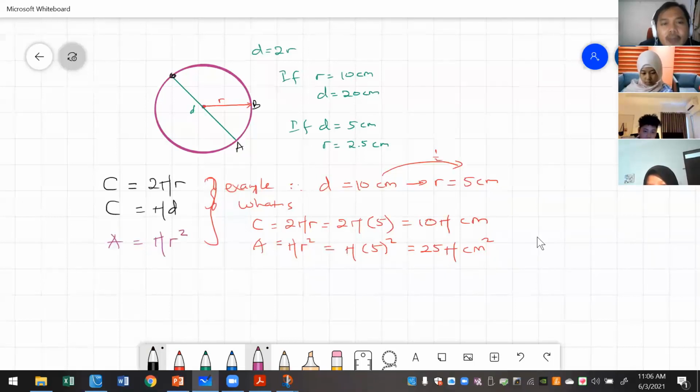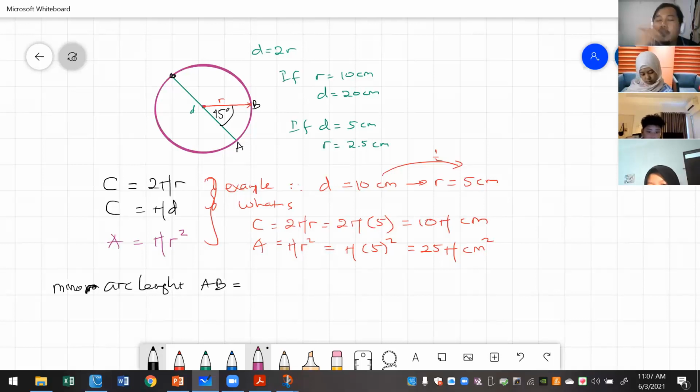Let's say I know that this angle is 45 degrees. So the question is, what is the arc length? Minor arc length. Be careful, there is a minor and a major. Minor arc length of AB.